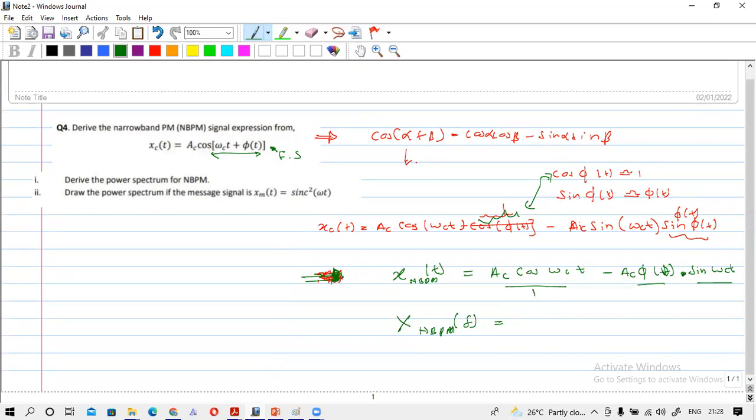You can see that here we have to get the Fourier transform of this function. So it will be half A_C delta(f minus f_C) plus half A_C delta(f plus f_C). So this is the Fourier transform of this cos omega_c t. And we have to get the Fourier transform of this function also. We have derived the modulation theorem, so you can use the modulation theorem to get the Fourier transform of this term.